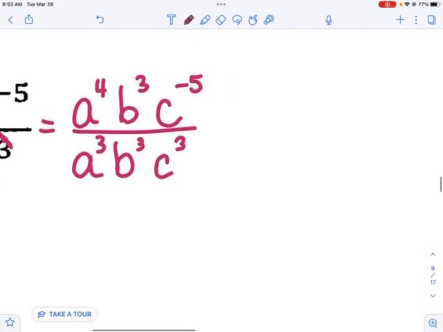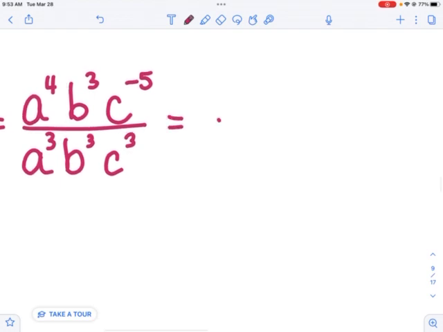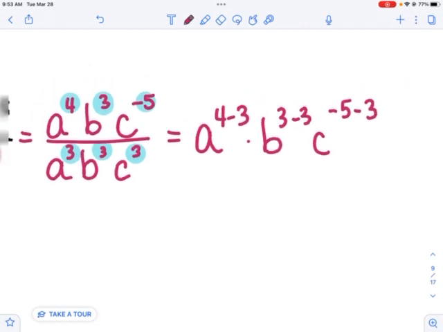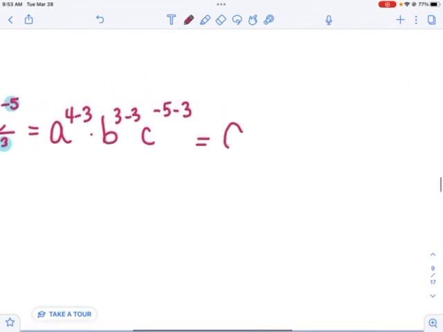All right, so now I have my like bases right on top of one another. So I can say a to the 4 minus 3 times b to the 3 minus 3 times c to the negative 5 minus 3. And I can continue on. I now have a to the 1st, b to the 0, times c to the negative 8. And so now I'm almost done, okay?